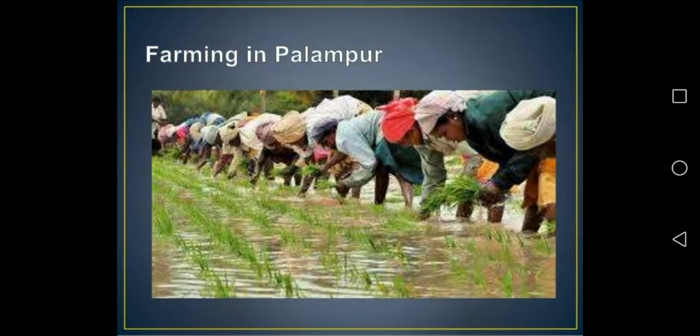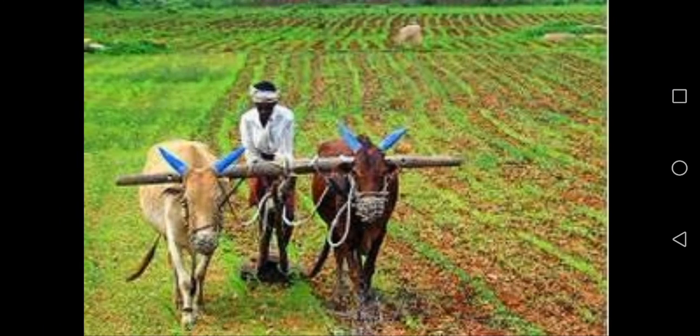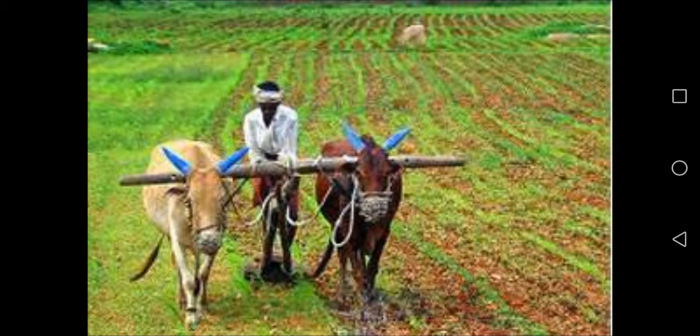As I said, this is the main activity of Palampur, and they are growing paddy here. Fields are filled with water. Afterward, the small plants are transported from one place to another, or we can say they are carried, and they are planted in another field. Next, you are watching here the plow.